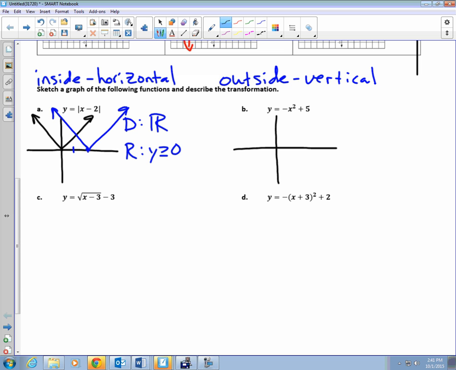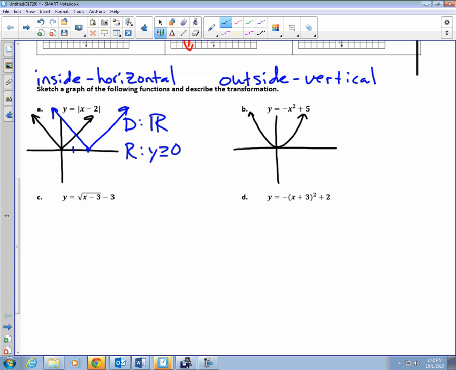What's the parent function? Yep, the squared, the parabola, right? What are the two things that make this one different? There's two things here. The negative and the plus 5. Is the plus 5 on the outside or the inside? It's on the outside. It's only on the inside if you see it inside the absolute value or under the square root or inside that square piece. That's what it means to be on the inside. So the 5 is on the outside, and the negative's on the outside. Okay, they're both on the outside.